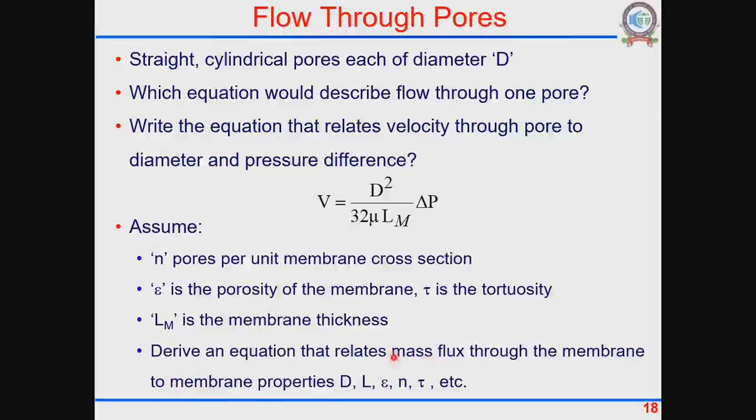Write an equation that relates the mass flux to the membrane properties like diameter of the pore, length Lm, the thickness of the membrane, porosity, number of pores per unit membrane cross section, and tortuosity. Again, at this point, you should pause the video and try to derive this equation yourself. Once you have derived this equation, then you can continue watching the video.